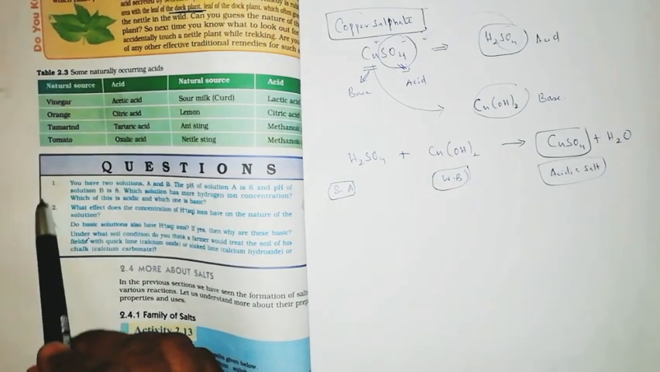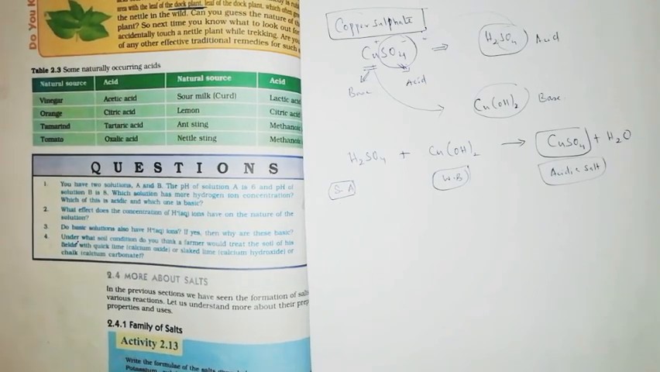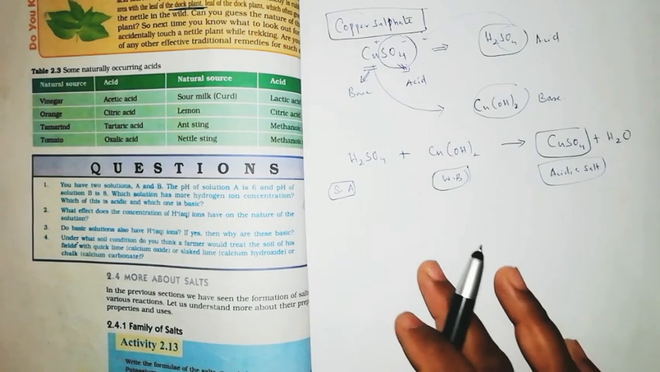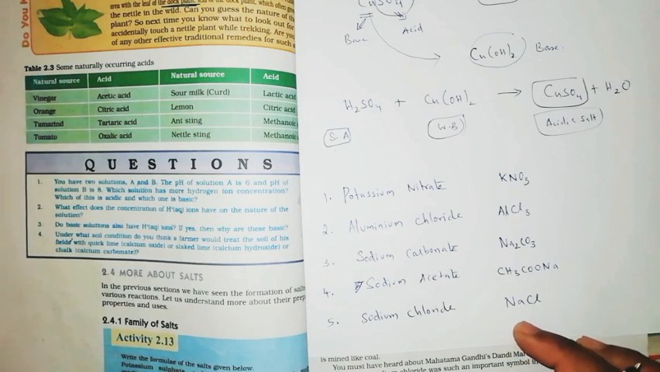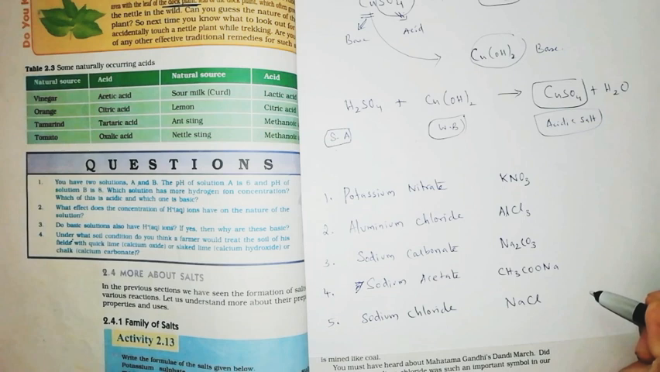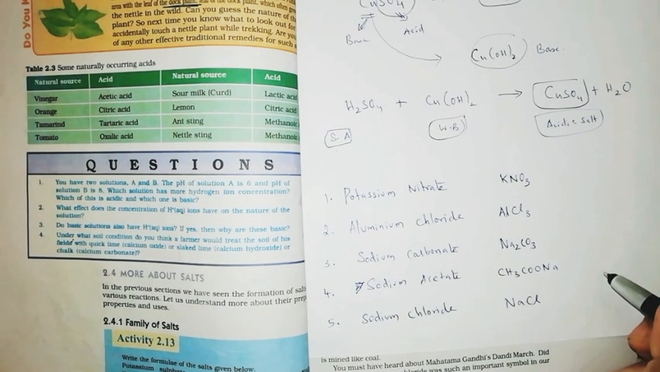One is you have to finish these 4 questions given on page number 28, and also the salt names that I am going to give you in the description, and even I am going to write them now. These are the salts which are given, and I will give the same salts in the description also. Try to find out whether each is acidic or basic in nature.